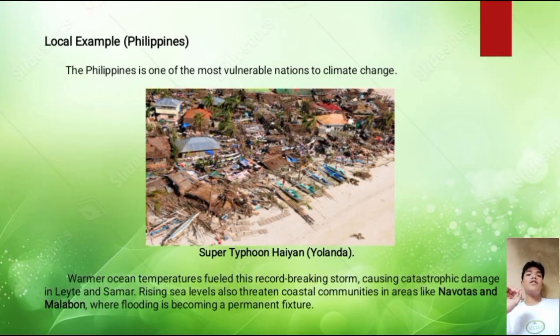The Philippines is one of the most vulnerable nations to climate change. Katong Super Typhoon Haiyan or Yolanda, katong bagyo, its warmer ocean temperature acted as fuel for tropical cyclones. In the case of Yolanda, the exceptionally warm waters of the Pacific allowed the storm to reach record-breaking intensity before making landfall. The catastrophic destruction in Leyte and Samar, where entire coastal communities were leveled by wind and storm surges.